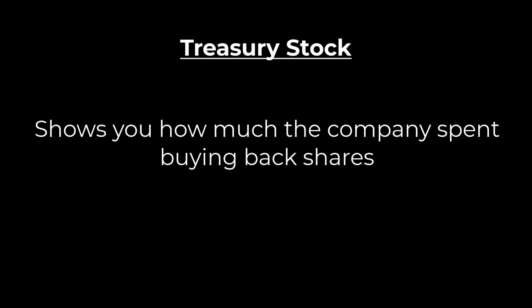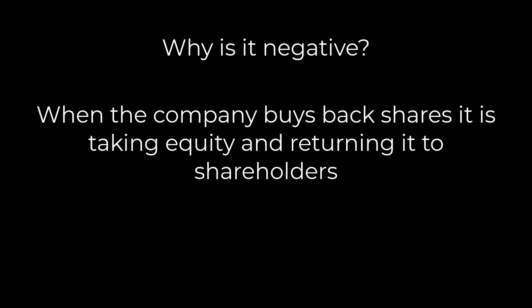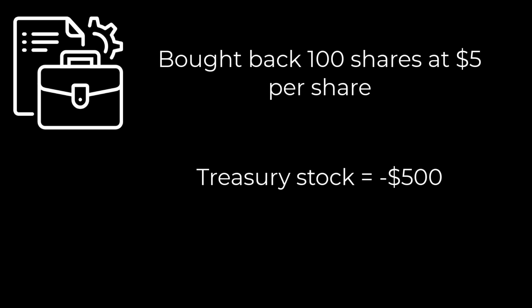Sometimes shares are bought but kept for possible reissue. This is called treasury stock. Treasury stock shows you how much the company spent to buy back those shares. This number will be negative. Why is it negative? It's negative because when the company buys back shares, it is taking equity and returning it to shareholders. By doing so, it will reduce the shareholder equity. Let's assume the company bought back 100 shares at $5 per share. The number next to treasury stock will be negative $500.